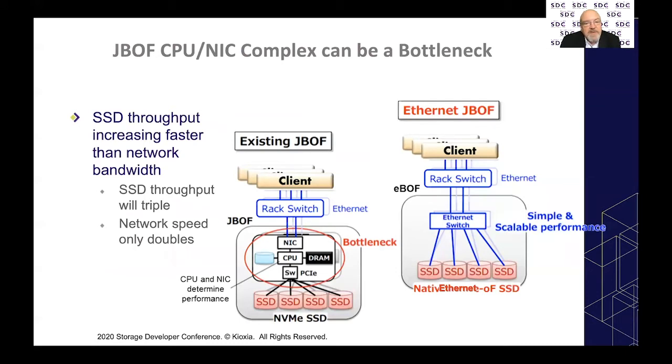So there is some complexity we want to talk about here in the existing controller designs. The SSD transport is increasing faster than the network bandwidth, such as PCIe even. SSD throughput will triple because every time you double the number of bits in a cell, you're doubling the speed at which you can pull the data out of that media. And network speeds double every few years. Now that's accelerating due to the hyperscalers making the next generation of Ethernet commodity a lot faster. So whenever you're taking an SSD and using CPU, NIC, DRAM, software, PCIe, there's a lot of cost here, but also it becomes a bottleneck because of the processing power of the CPU, of the NIC staying on the last generation of Ethernet, et cetera.